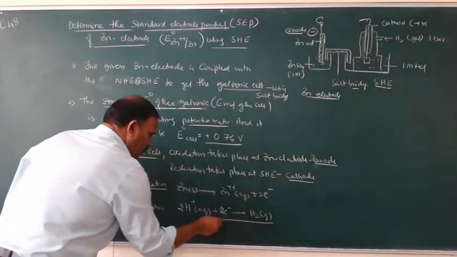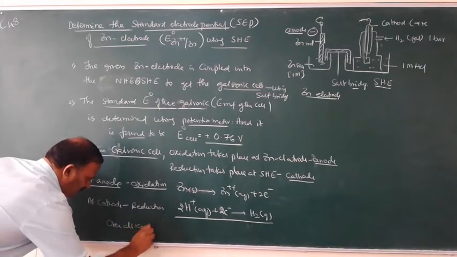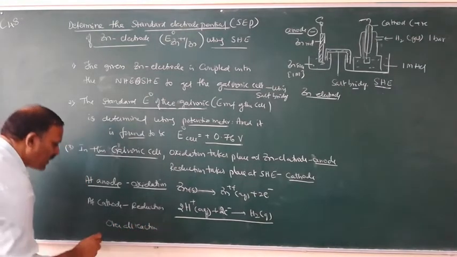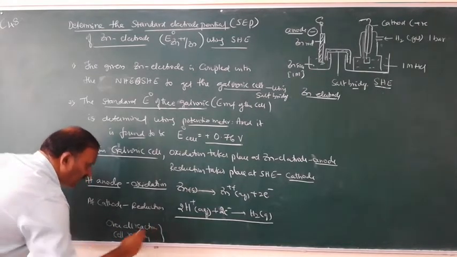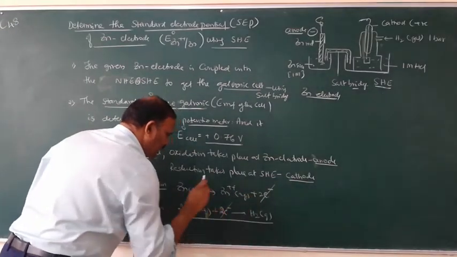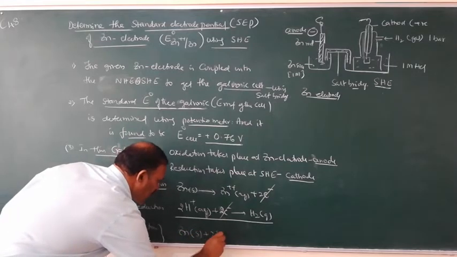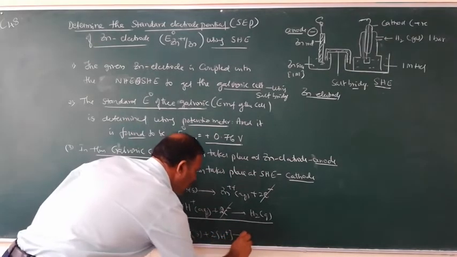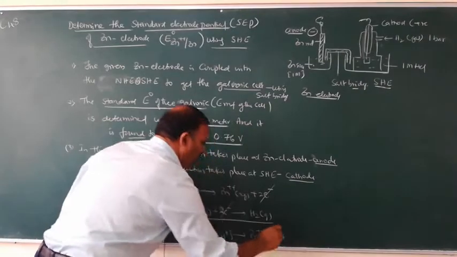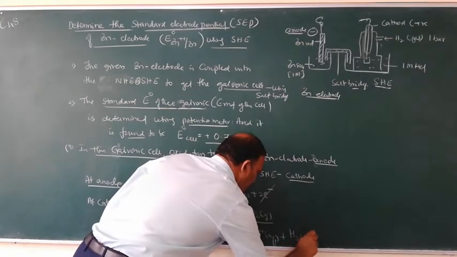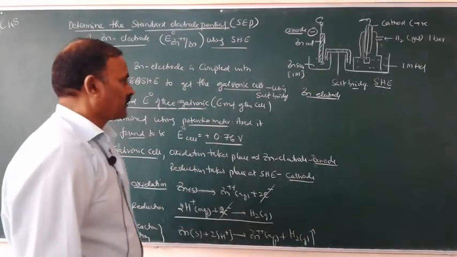So what is the overall reaction? This is the overall cell reaction. The 2 electrons cancel with 2 electrons, and you will get Zn(s) plus 2H+ gives Zn2+ (aq) plus H2 gas. This is the overall reaction.